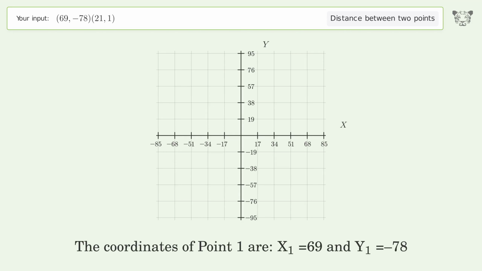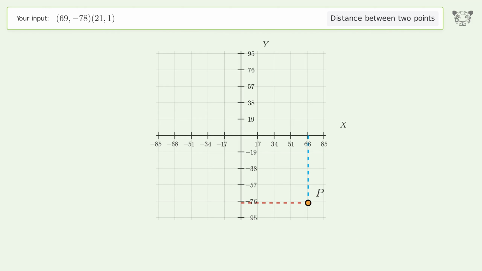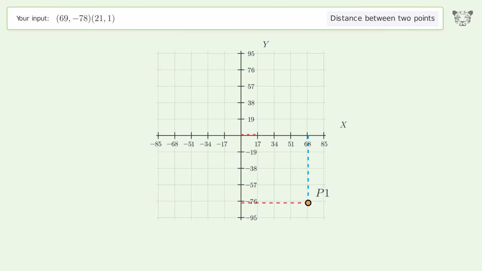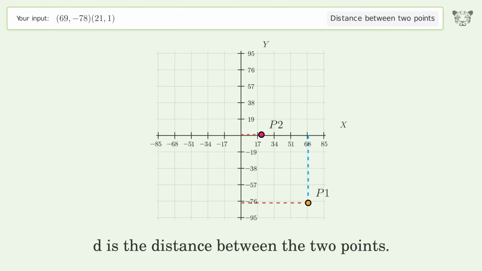The coordinates of point 1 are x1 equals 69 and y1 equals negative 78. The coordinates of point 2 are x2 equals 21 and y2 equals 1. D is the distance between the 2 points.